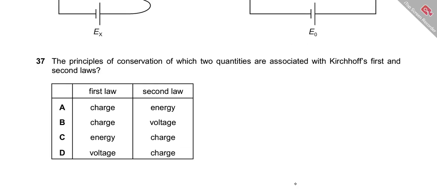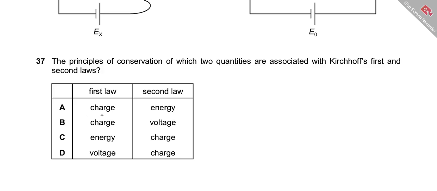Then it says the principle of conservation of which two quantities are associated with Kirchhoff's first and second law. We already know that Kirchhoff's first law is the conservation of charge, which we also call the current law, which says current entering a junction should always equal the current leaving that junction, right? So the first law is the conservation of charge. That means option A or B would be the correct option.